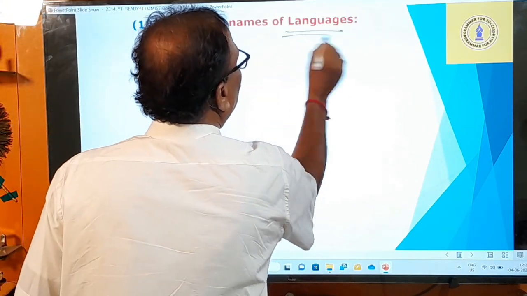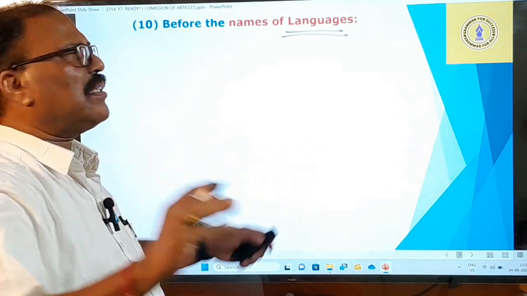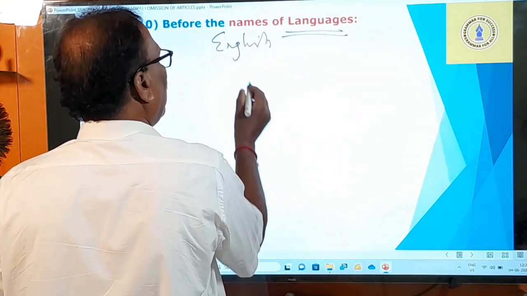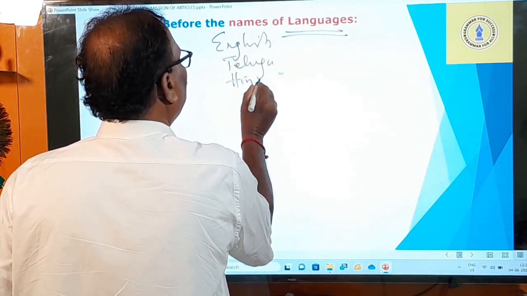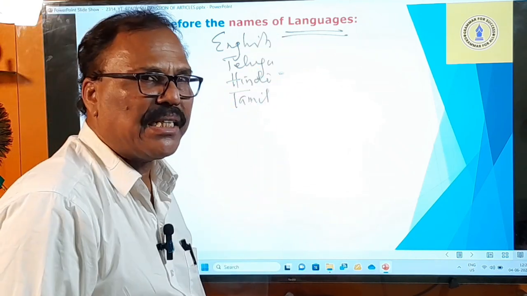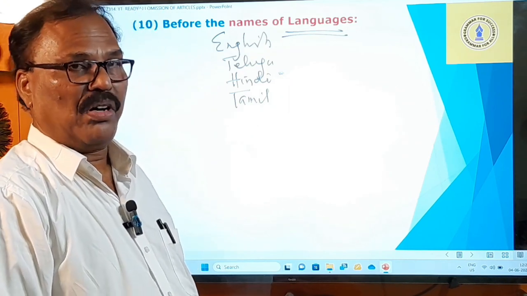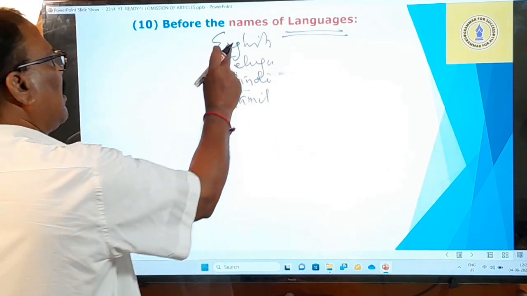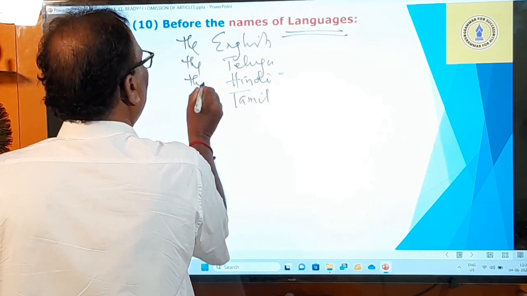Before the names of languages, that's very interesting. Before the names of languages, we should not use any article. Then what is that? English is the name of a language. Telugu is the name of a language. Hindi, Tamil. It is said that there are more than 3,000 languages all over the world. But here, before the names of the languages, we should not use any article.